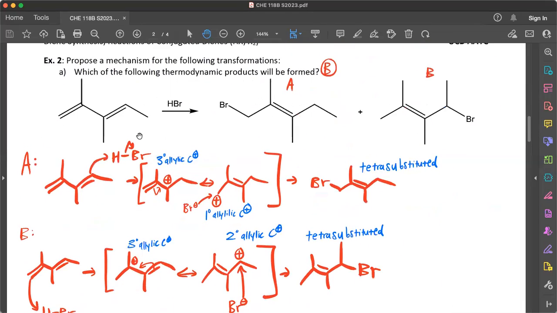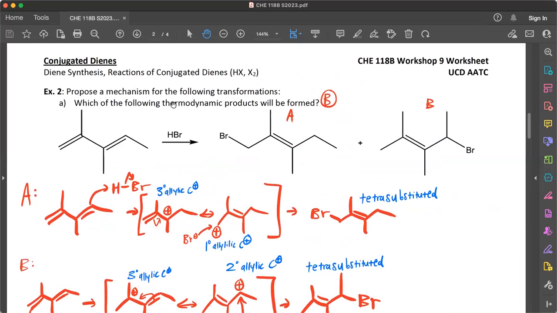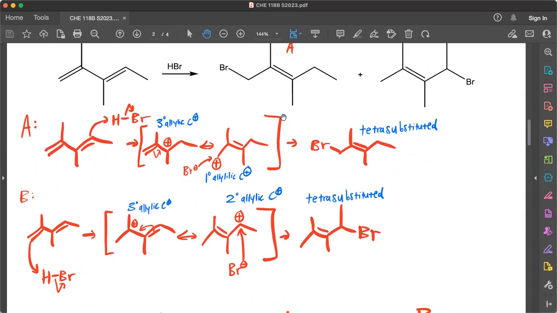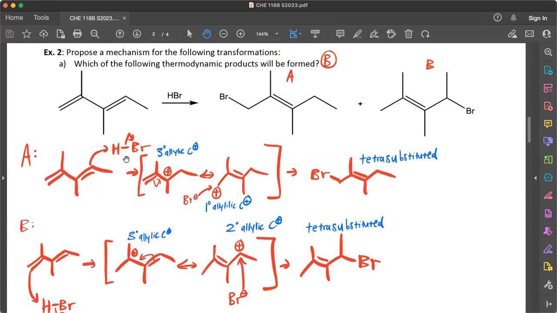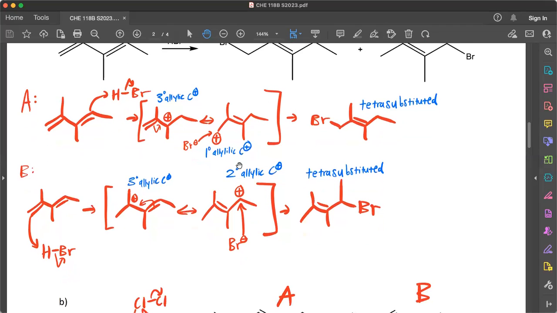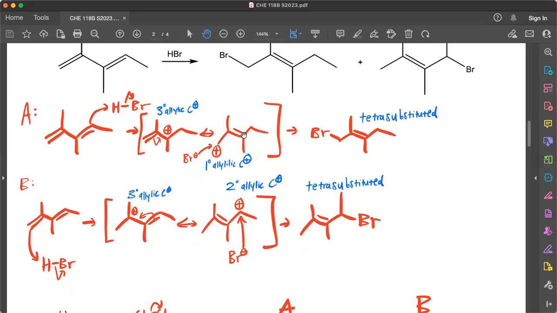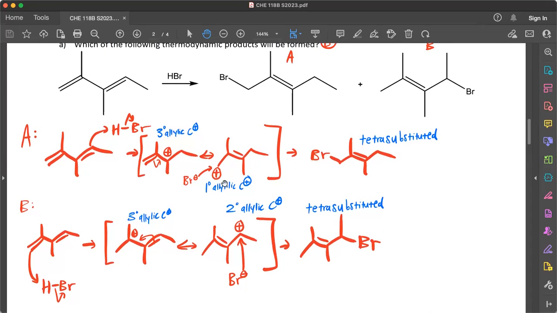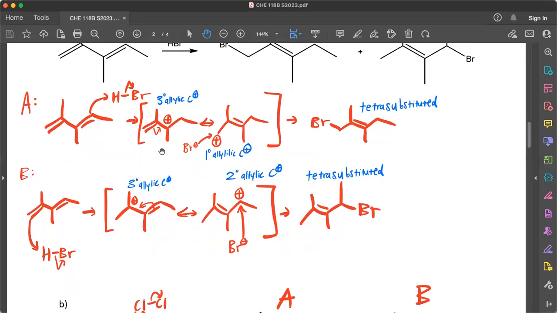Okay, let's move on to the next question, which asks for the mechanism and which is the thermodynamic product. We see here we want to form the most stable carbocation, which is going to be this tertiary allylic carbocation here. When we do resonance, we form the primary allylic carbocation. And that's for part A, when the bromide ion attacks the primary allylic carbocation, giving us our tetra-substituted alkene.